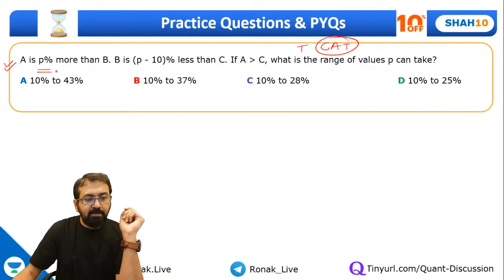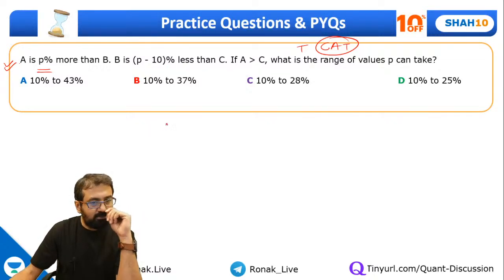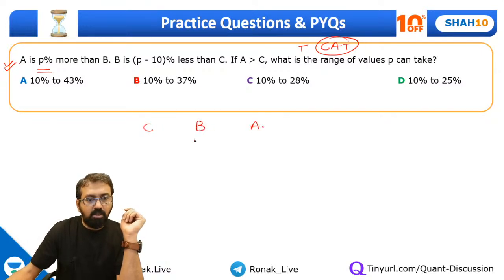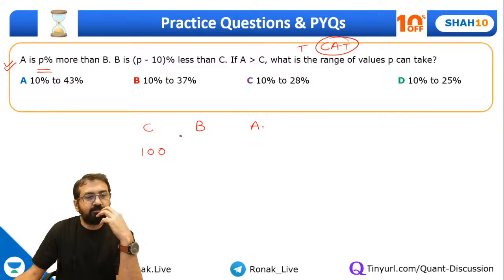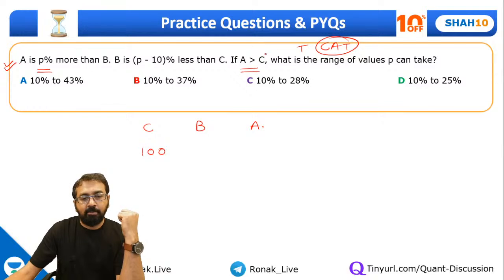A is P% more than B and B is P minus 10% less than C. Okay, so C, B, A. Let me assume C as 100. And of course, A should be greater than C. Remember this thing. If A is greater than C, then what is the range of values P can take?